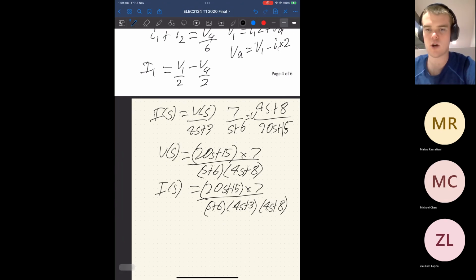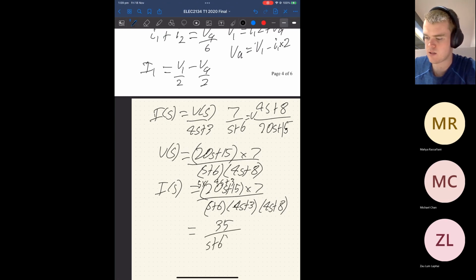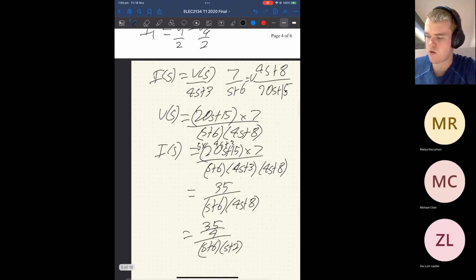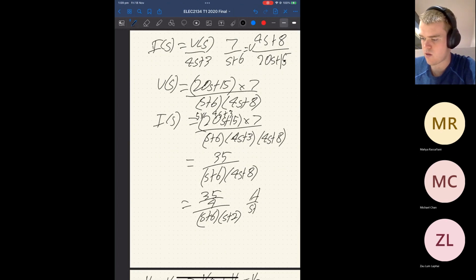Now, I know that looks horrible, but we see here, this is a factor of 5 times 4s plus 3. So then that should give us 35 on s plus 6, 4s plus 8. Take out a factor of 4, and we have 35 on 4, s plus 6, s plus 2. And we're just going to have an A on s plus 6 plus B on s plus 2. And then you solve A of s plus 2 plus B of s plus 6 is equal to the 35 on 4.